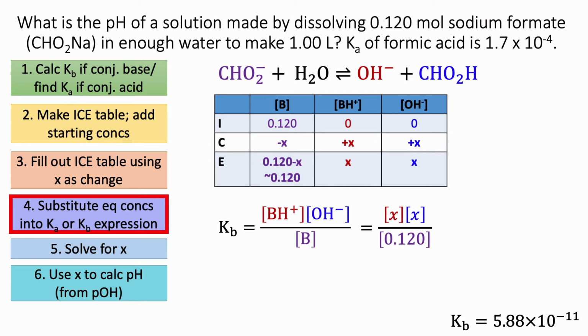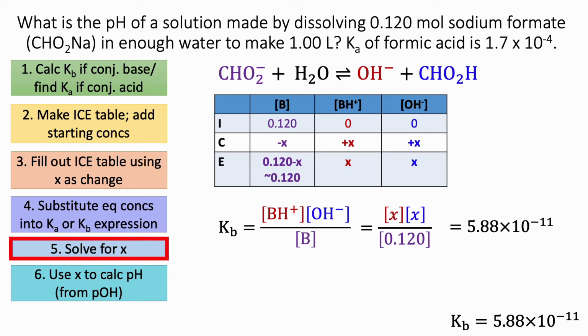So here's our generic Kb expression. Let's plug our concentrations into that and set it equal to 5.88 times 10 to the minus 11th. And now we can solve for X. So X squared is going to equal 7.06 times 10 to the minus 12th. And then take the square root. X will be 2.66 times 10 to the minus 6th.